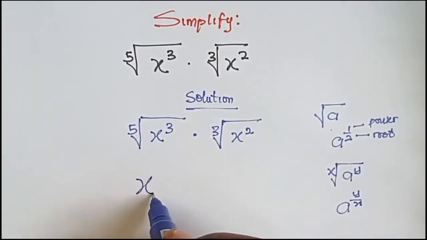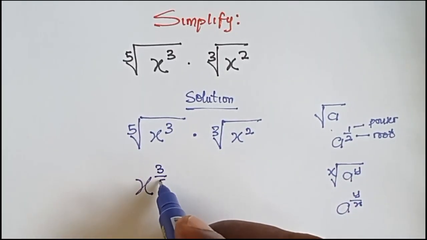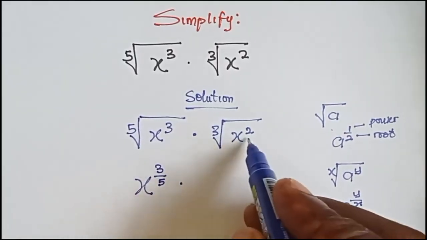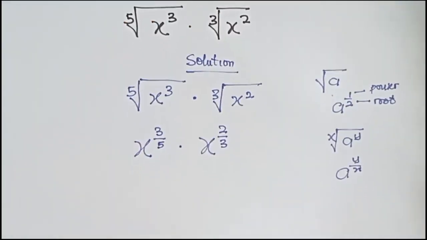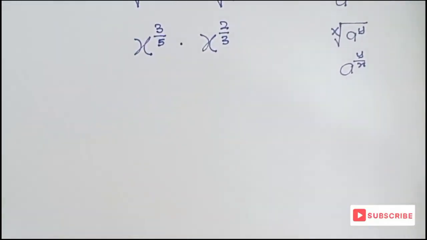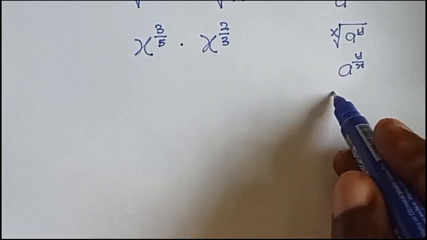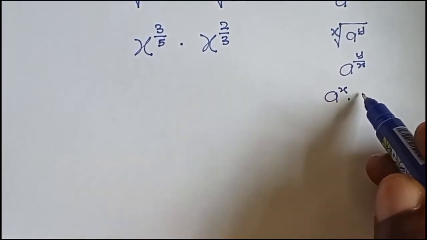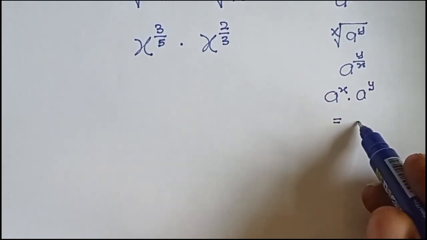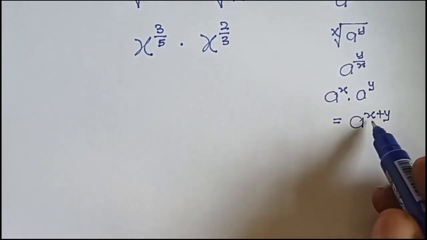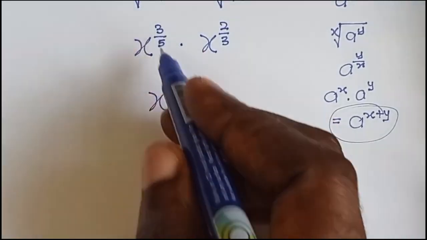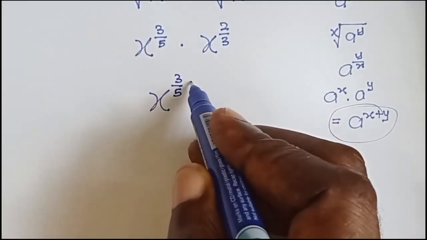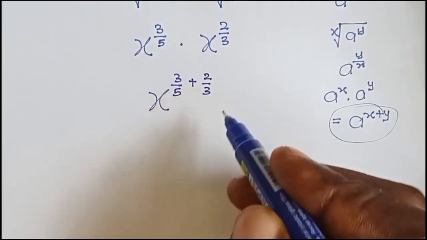So this one becomes x raised to power 3 over 5, multiplied by x raised to power 2 over 3. From here we are going to apply another law of indices that says that if we have a raised to power x multiplied by a raised to power y, it becomes a raised to power x plus y. That is what we are applying here. So we have x raised to power 3 over 5 plus 2 over 3.